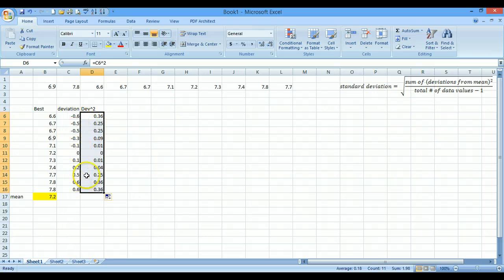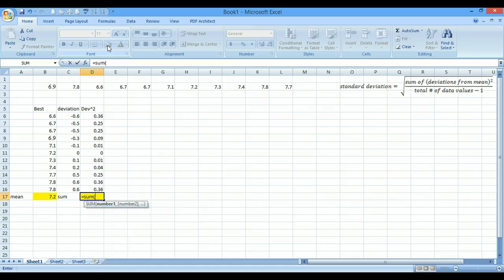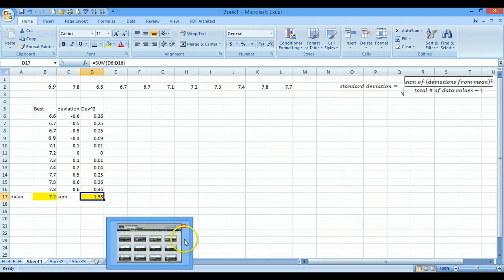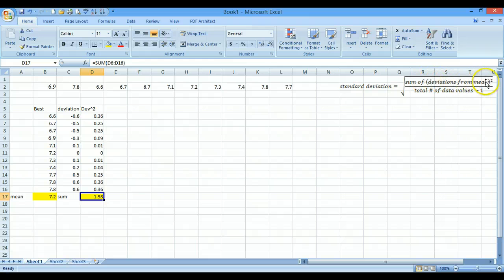Now I've taken each of these deviations, and just to double check, I can double click in there and press enter to get out of the cell equation. Now the next part was the sum of those squared deviations from the mean. So I want to find the sum, and I'm going to type that in here so that I know I found the sum in this one. Equals sum, click, hold the click and pull, let go, and then press enter. There we go. There's my sum of all of my data points. So I have completed this first part of the equation.